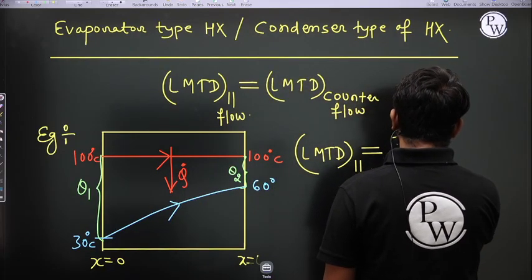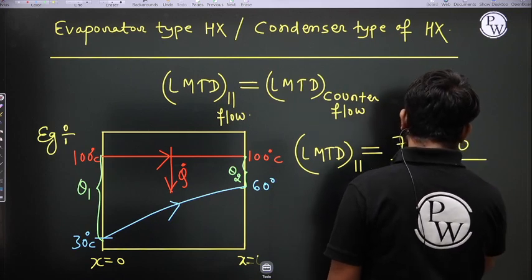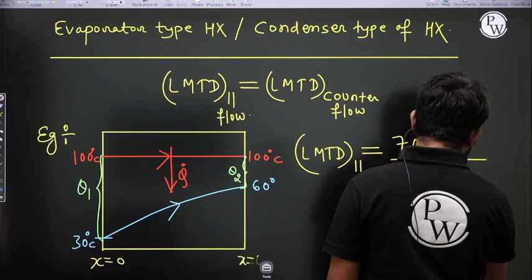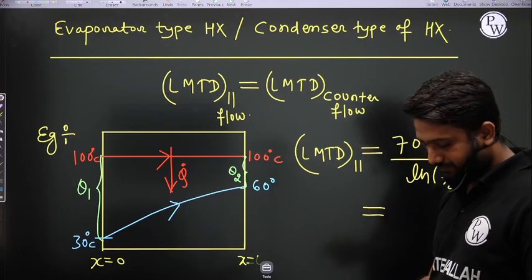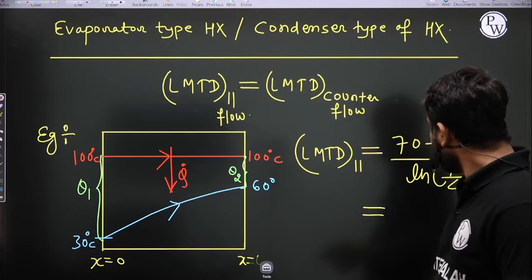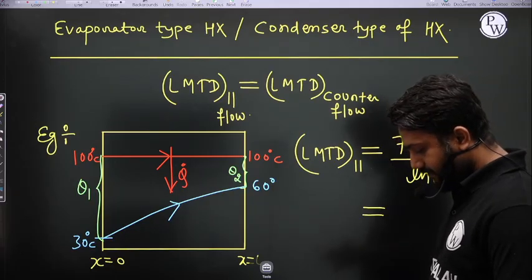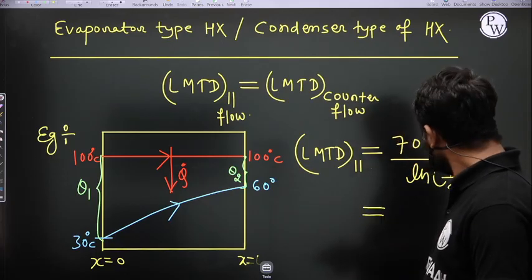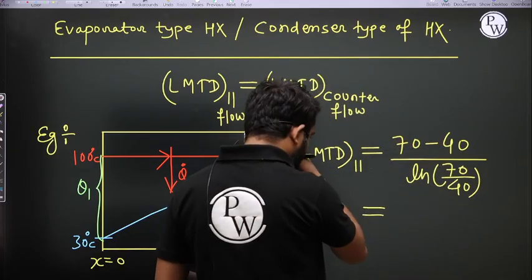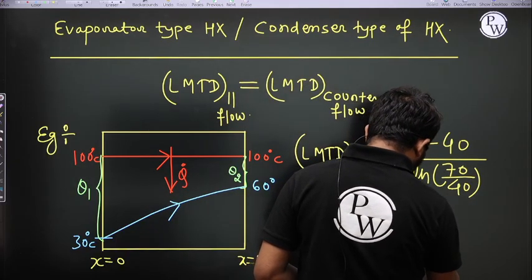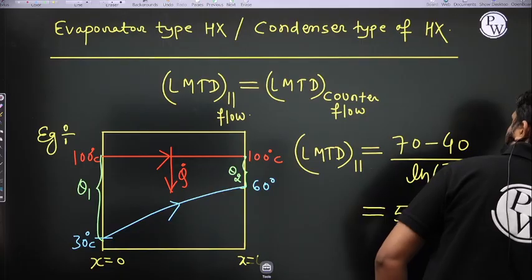Theta 2 is 100 minus 60, that is 40. So LMTD is 70 minus 40 divided by natural log 70 by 40, then it is 53.61 degrees Celsius or Kelvin. Right? This is the LMTD when you are assuming flow is parallel.